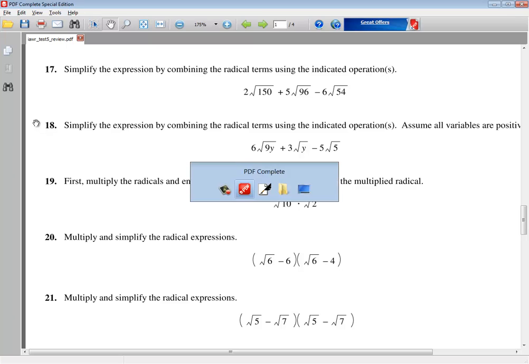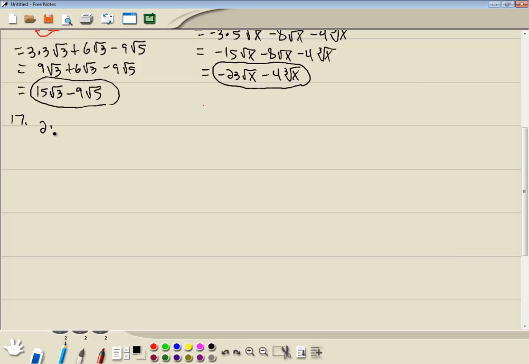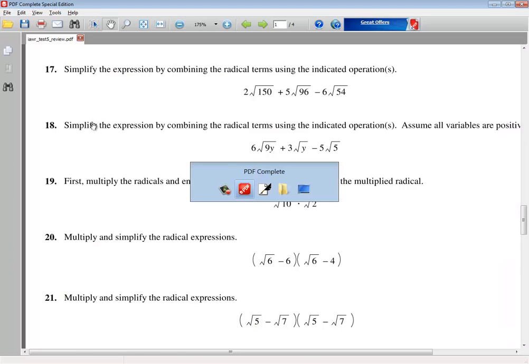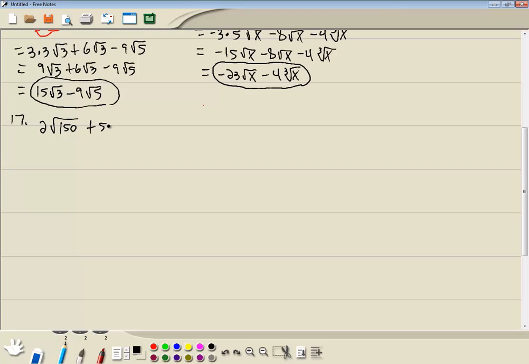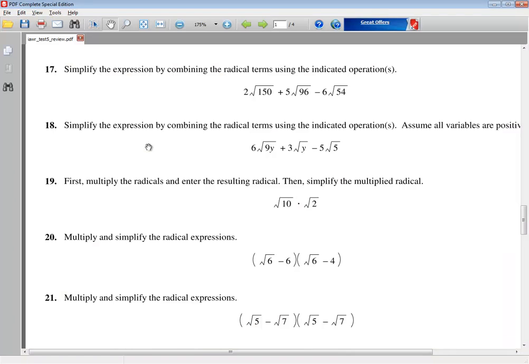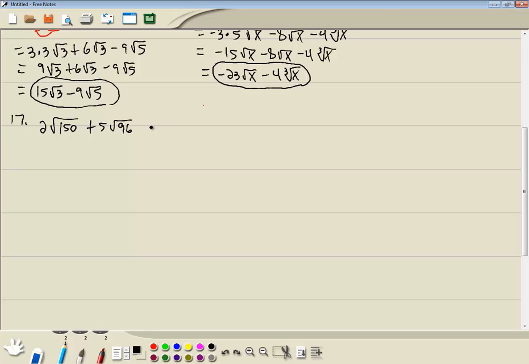We have 2 square root of 150 plus 5 square root of 96 minus 6 square root of 54. Well, first off, let's simplify the radicals as much as we can. 150 is 2 times 75. 75 is 3 times 25, and then 5 times 5. So we got 2 square root of 150.